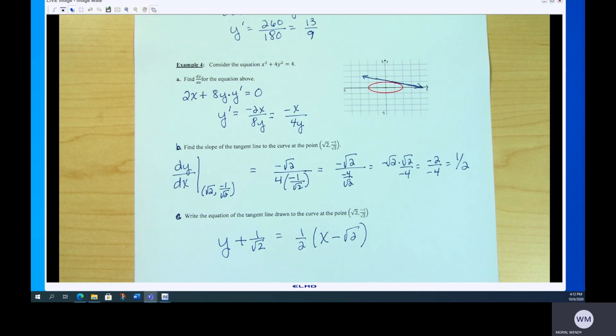So implicit differentiation is kind of like the chain rule. Instead of u, it's going to be a y. So derivative rule, correction factor is y prime. Okay, and that is all.